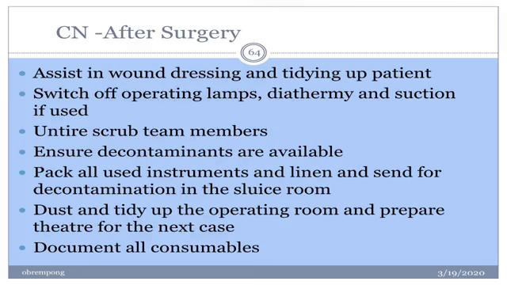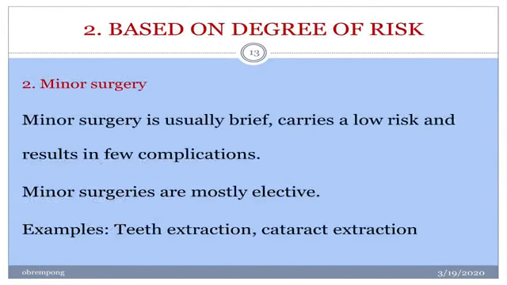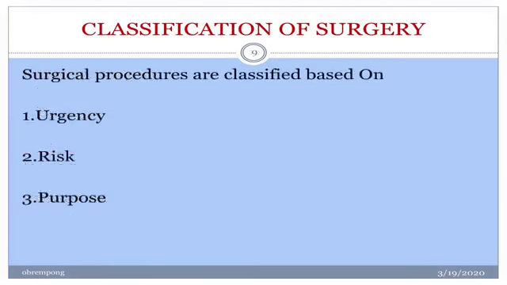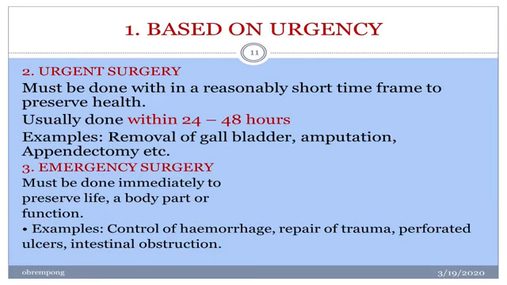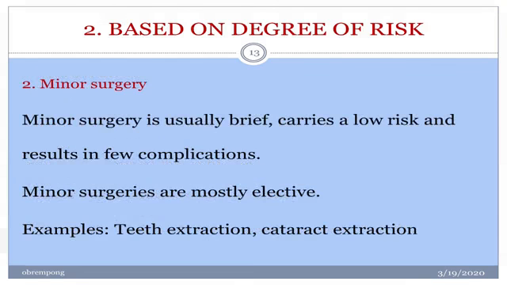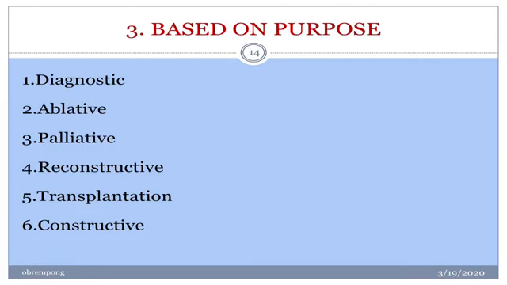So, in a nutshell, we've been able to look at various indications for surgery, reasons for surgery, and classifications of surgery. As we said, we have three main classifications of surgery: surgery based on urgency, risk, and purpose. Under urgency, we can have elective surgery, urgent surgery, and emergency surgery. Based on risk, we can talk about major and minor surgery. Based on purpose, we can look at diagnostic surgery, ablative surgery, palliative surgery, reconstructive surgery, constructive surgery, and transplantation surgery.